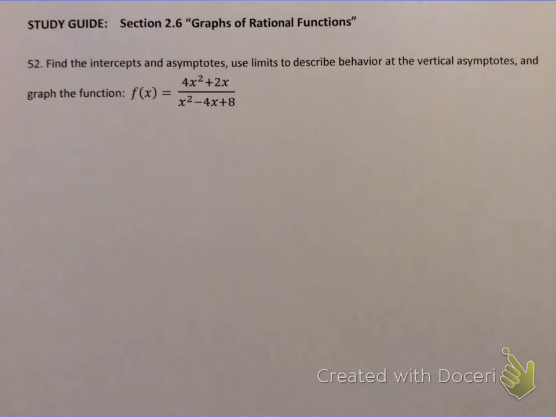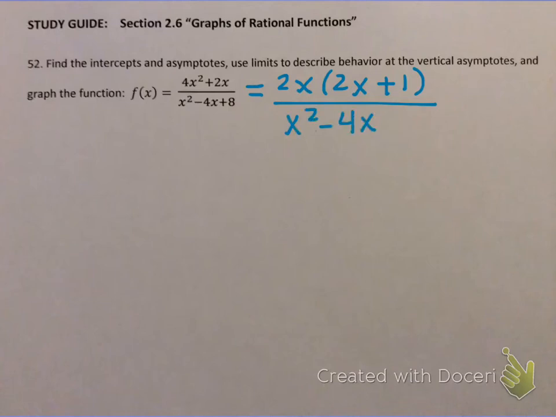And on this one, again, we're going to start by trying to factor it. And the top nicely has a little 2x that comes out there, and that gives us not an x there, but a 2x here plus 1 over, well, when we go to try to factor this trinomial, we've got to remember we're looking for a pair that multiplies to positive 8 with a difference of 4, and that doesn't happen. So the denominator of this one is not factorable.